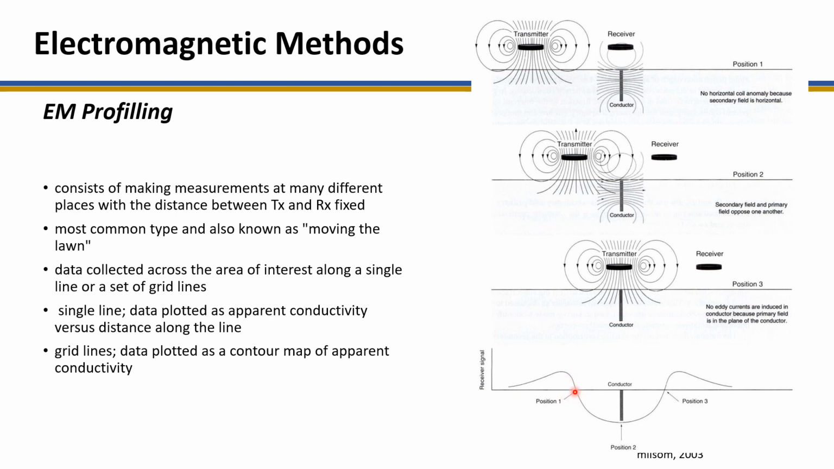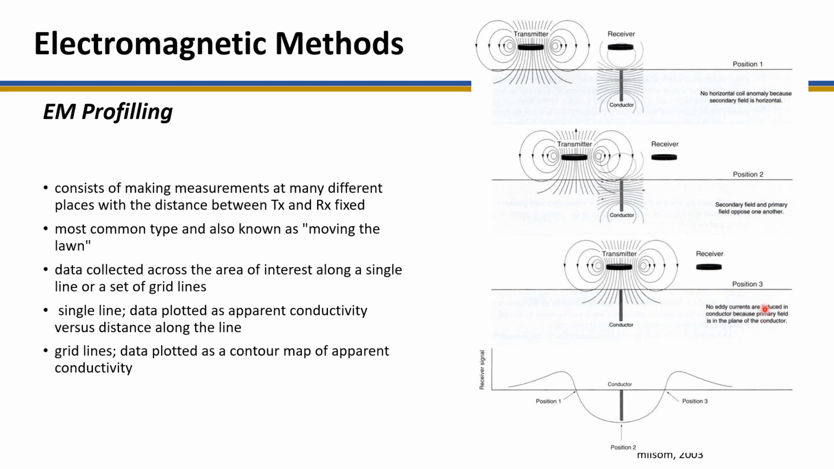So it's almost zero anomaly. When the conductor is in the middle of the transmitter and receiver, it has the highest anomaly. It shows you negative anomaly because, if you can see here, the directions of the transmitter's and conductor's fields are against each other. So that's why it goes to a negative value.